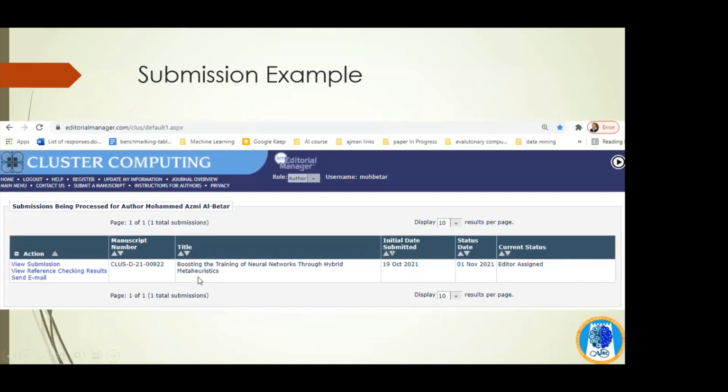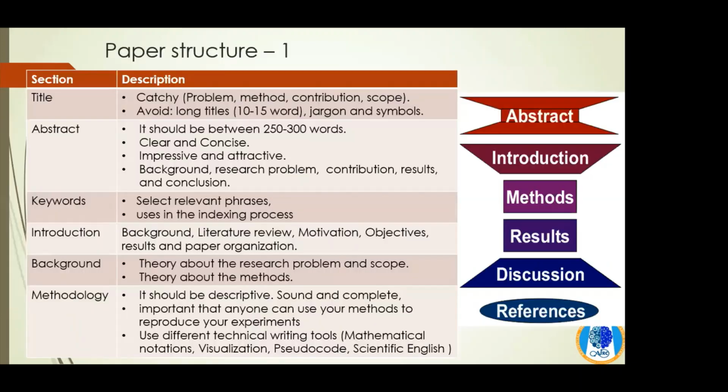So this is an example of a submission. This is the title, this is the number given by the submission system, this is the initial submission date, and this is the status, and this is another status which is editor assigned. Editor assigned is before the with editor status.